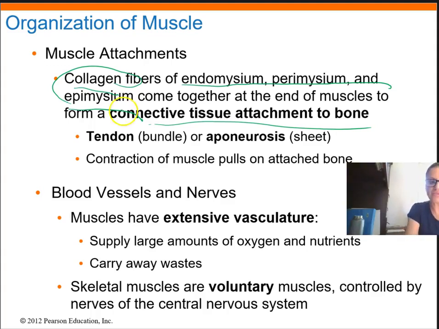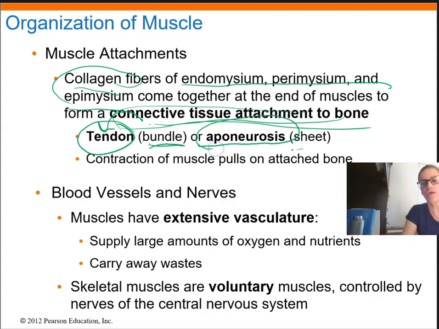Now, these connective tissue attachments can be classified into two different types, depending on whether the collagen is a really tight bundle or whether it's a flat sheet. This connective tissue attachment is called a tendon when it's in a really tight bundle, and it's called an aponeurosis when it's in a flat sheet.